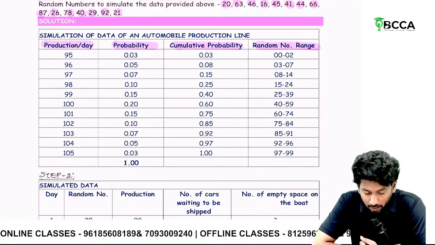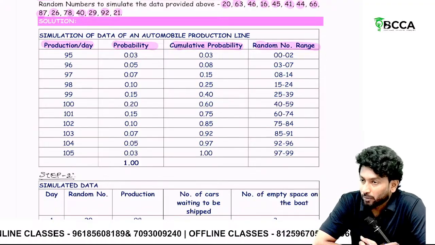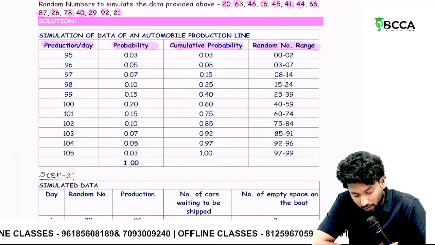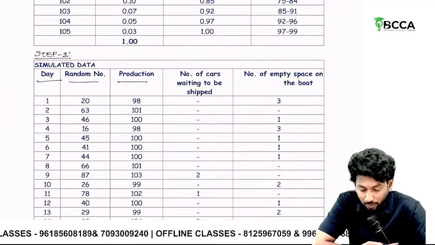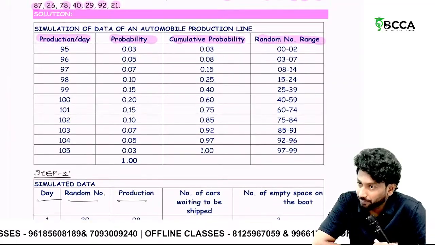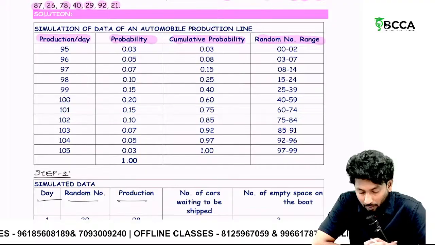Step 2 is what, sir? In step 2 we will have some analysis part. You take 3 columns: day, random number, production estimation. First of all, write the range.